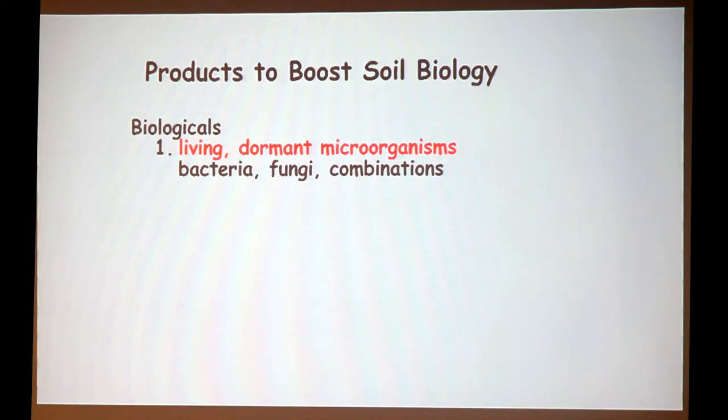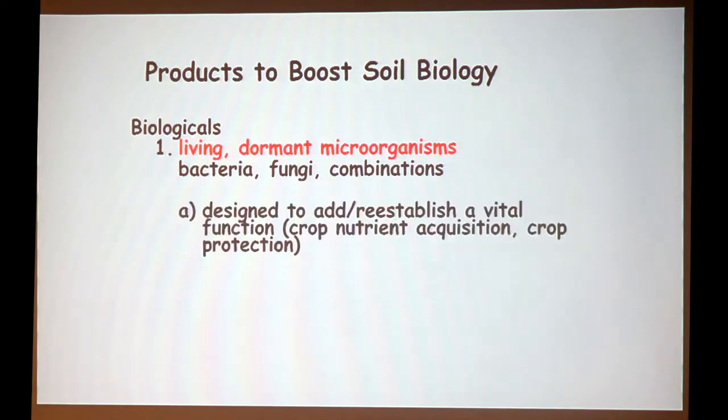These are, number one, biologicals. These are living or dormant microbes that you can buy. That's the bugs in a jug. Those are available containing bacteria, fungi, and combinations of those. And they're almost always provided with some kind of a carrier in there, either humic acid or humate, something like that. They're designed, obviously, to add or reestablish a vital function: crop nutrient acquisition, crop protection, a vital function to help the root carry out.